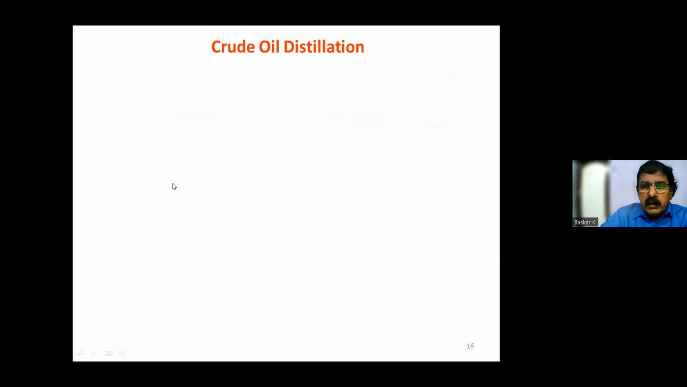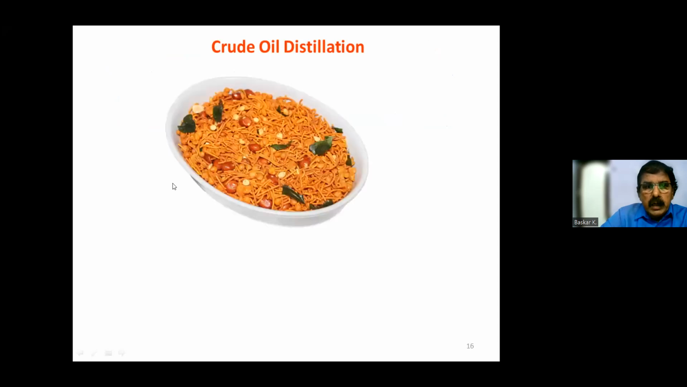So let us focus now. I'm going to give you a distillation unit flow diagram. Okay, now you have a bowl of mixer, right? Is it easy to remove the groundnuts from the bowl of mixer, right? It's a very physical process. You can just pick the groundnuts out and eat them, right? The crude oil distillation is also similar to that. It's a physical process where no chemical reactions are involved.